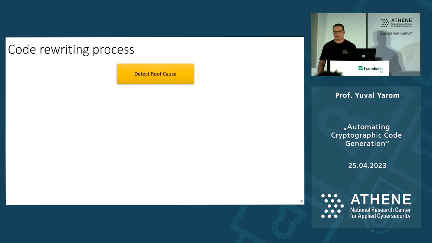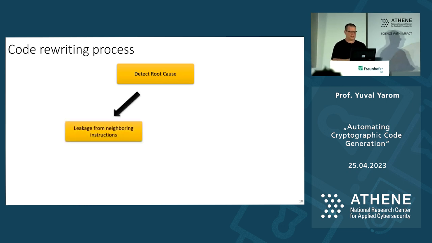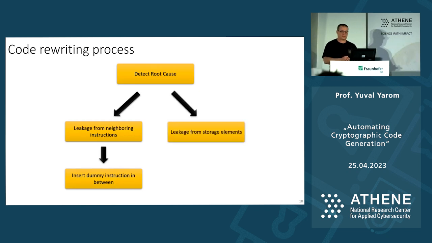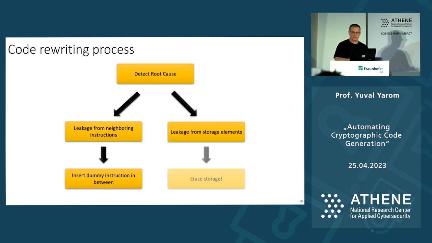So to fix things, once we find the leak, we need to first find the root cause, what causes this leak, which of the storage components. And if this is leakage from neighboring instructions, we just need to add another instruction between the two leaking instructions. If this is leakage from storage elements, we need to erase this storage element.